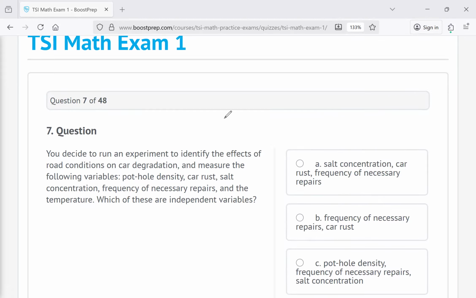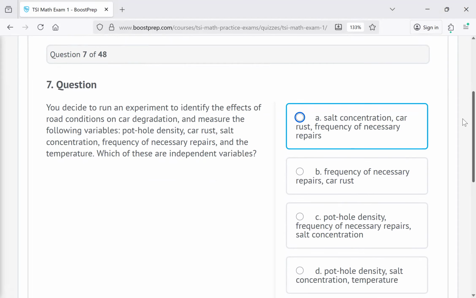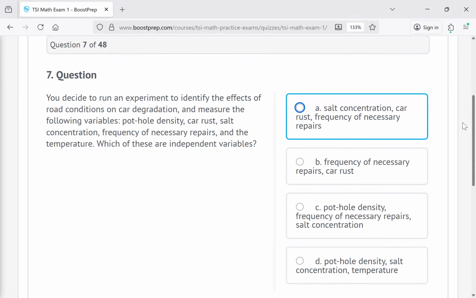C, pothole density, frequency of necessary repairs, and salt concentration? D, pothole density, salt concentration, and temperature. Do you think? So yes, remember, independent variables are those describing road conditions and that affects the degrading vehicle. So I think it's going to be D. Pothole density, salt concentration, and temperature, because those are independent variables.